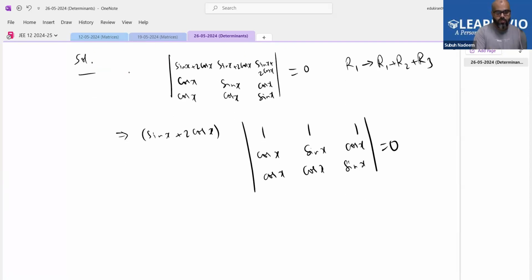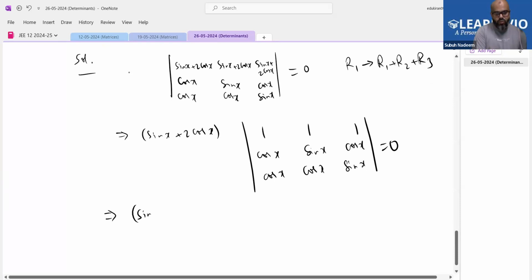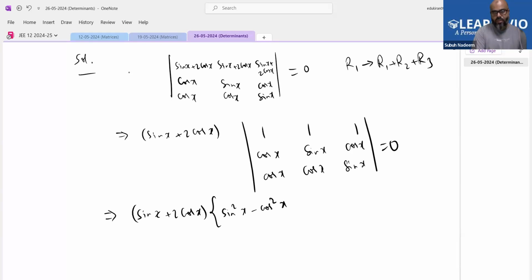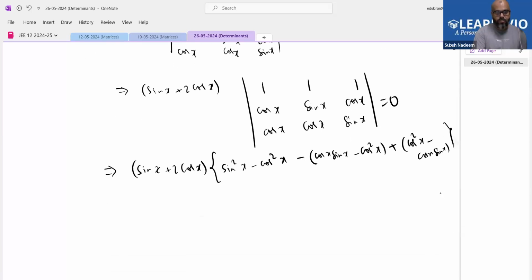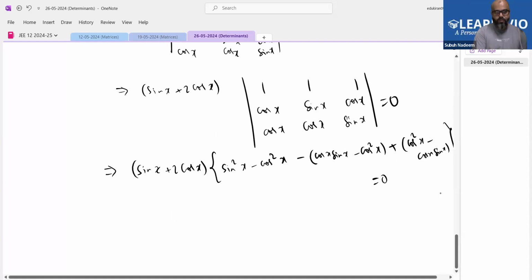Now it will be sin x plus 2 cos x, and when we expand the determinant, it will be sin square x minus cos square x, then minus cos x sin x minus cos square x, and then plus cos square x minus cos x sin x. This is what we are getting, and this is equal to 0.